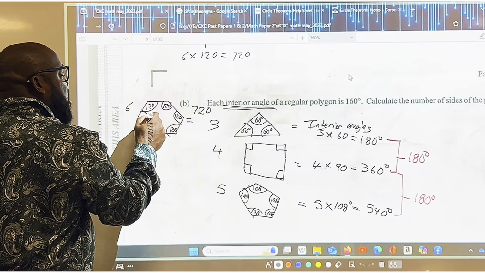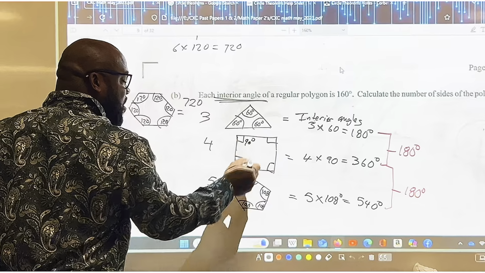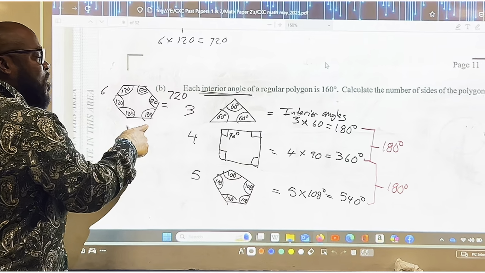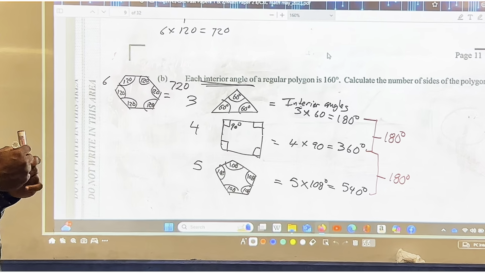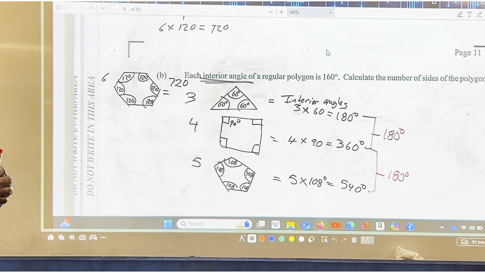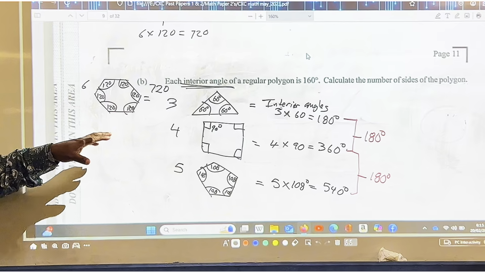120, 120. Look at the angles now. This was 60, this is what? This was 90, this is what? 108, this is what? 120. What is happening to the angle on the inside? Increasing. You got 60, 90, 108, 120, 7 is going to be a bigger angle on the inside.